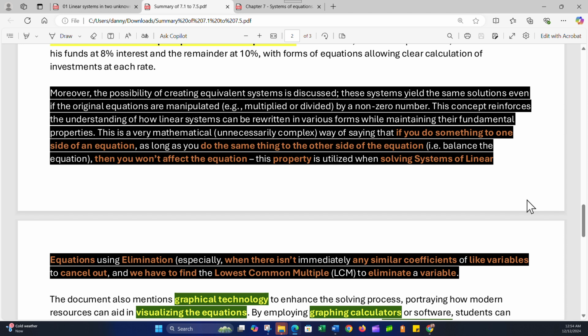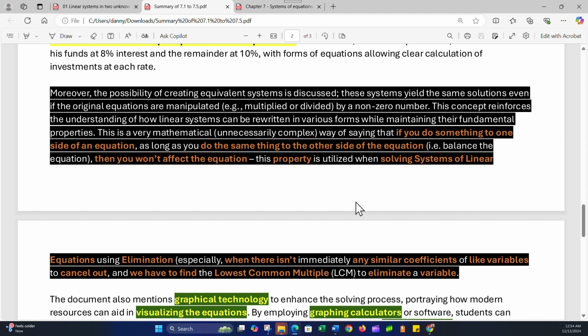If you do that, you won't affect the equation. And that's what this mathese up here says in white. And this property is important because it's what's utilized for solving systems of linear equations using elimination, especially when there isn't immediately any similar coefficient of like variables to cancel out, and we have to find the lowest common multiple to eliminate a variable.